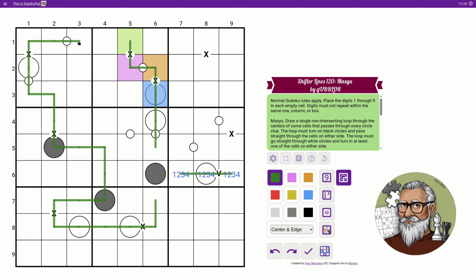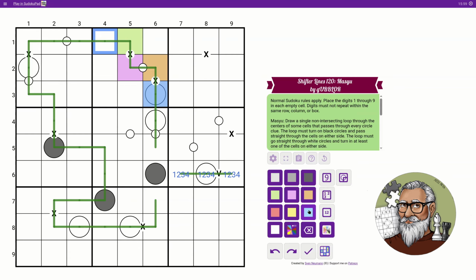Because once I know that this section of the loop has to go into box number 2, then it has to connect. I can't go down anymore. And I can't do this anymore. I obviously cannot go 3 down. Yeah, so these are connected as well. Okay, that helps. Now I know that this one is green, right? This one is green.